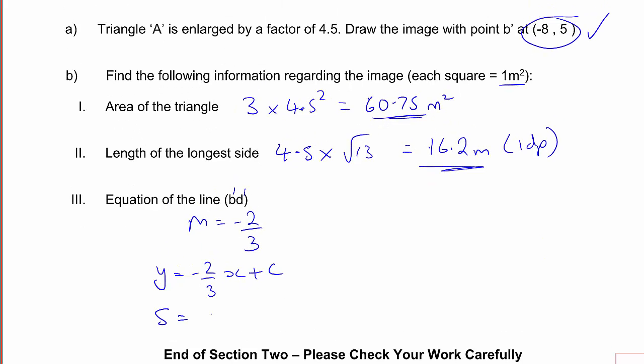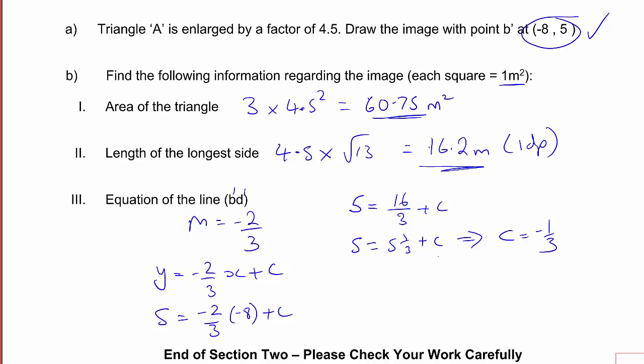So 5 is going to be negative 2 over 3 times negative 8 plus C. So 5 is going to be 16 over 3 plus C. 5 is going to be 5 1/3 plus c, means that c is equal to negative 1/3. 5 1/3 take away a third is 5. So y is going to be negative 2/3 x, take away 1/3.